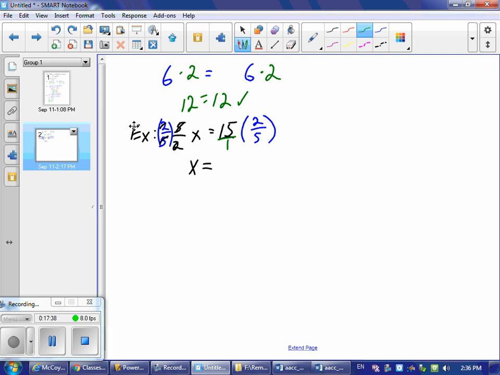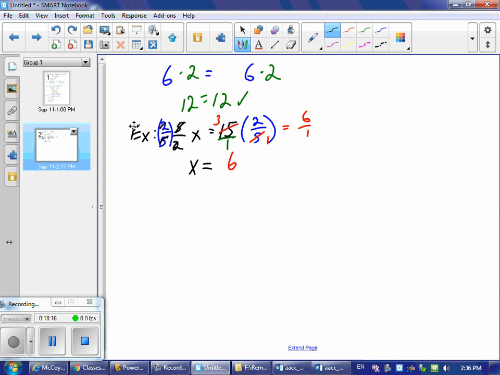A couple of different ways you could do it. Multiply straight across the top, straight across the bottom, and you would get 30 over 5, which then reduces to 6. Or you could think of it as, I've got 15 and 5, top and bottom. 5 goes into 5 once. 5 goes into 15 3 times. So now if I multiply across the top and the bottom, I get 6 over 1, which is 6. Either way works. It doesn't matter in this case. The numbers don't get too big one way or the other.